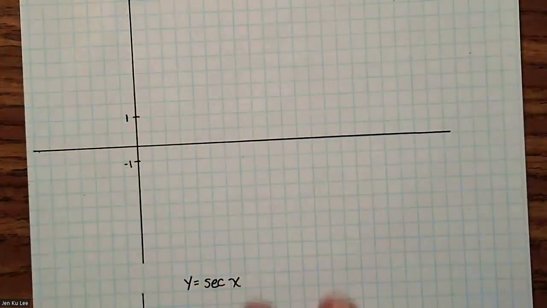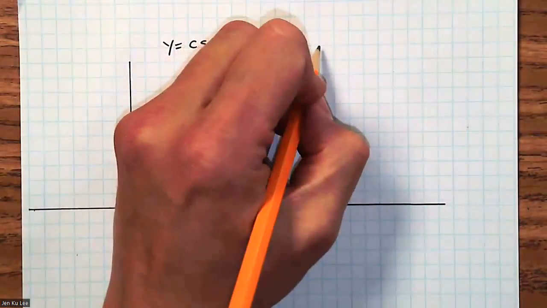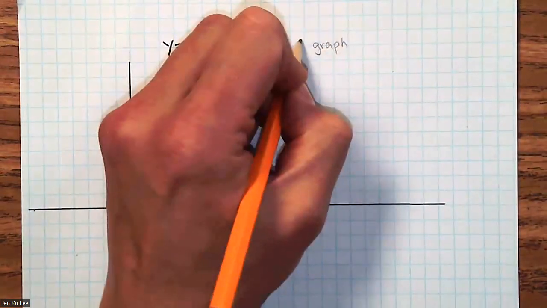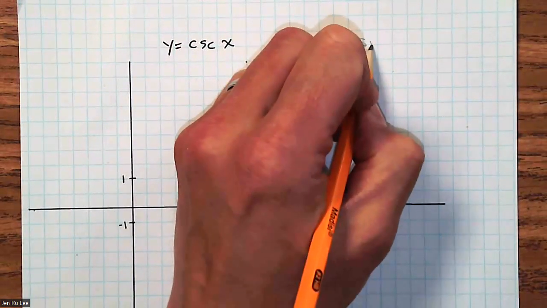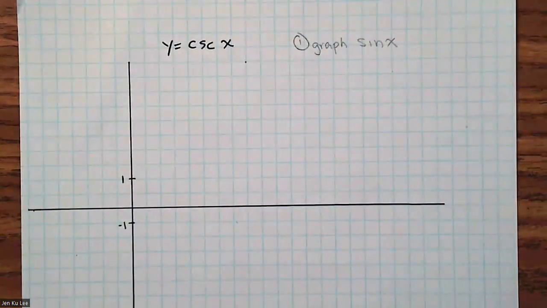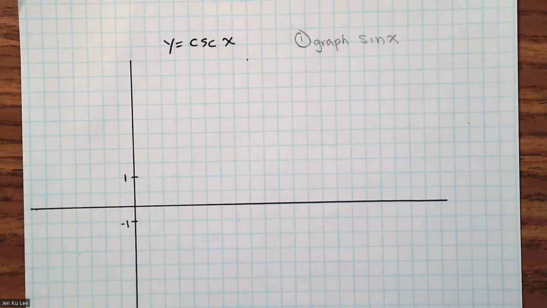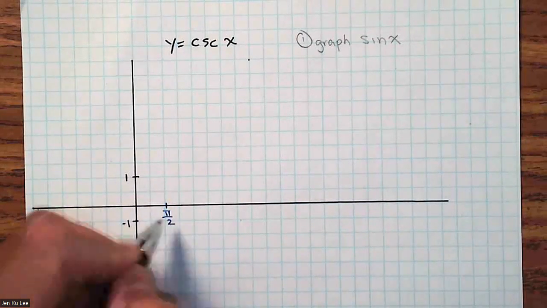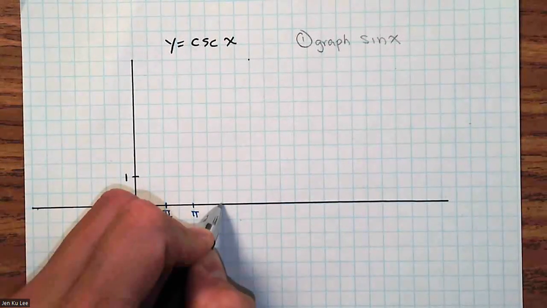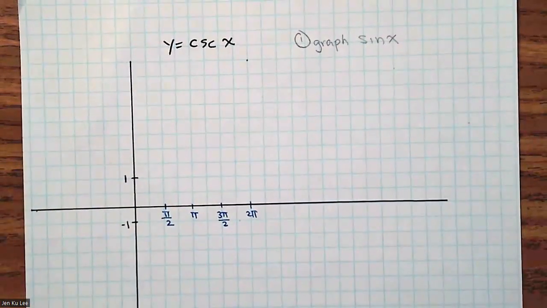in order for me to graph cosecant, let's say, first, I'm going to graph in pencil. I'm going to first graph sine of x. Okay. I'm going to first graph that. So I am going to go ahead and label out my x-axis, pi over 2, pi, 3 pi over 2, and 2 pi, right?